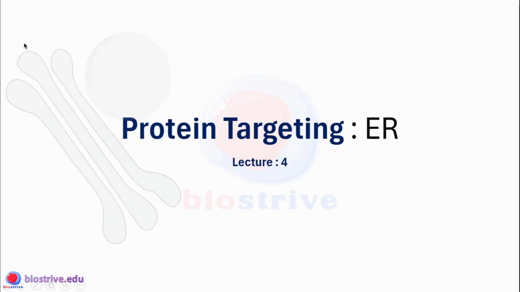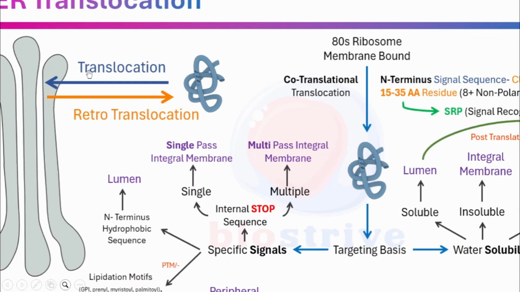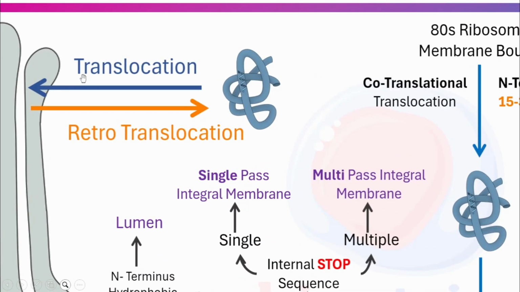We are starting with protein targeting to endoplasmic reticulum. When protein enters ER, it is called translocation. When protein leaves ER, it is called retrotranslocation or dissociation. This process of translocation can be co-translational or post-translational. If it is co-translational, it has to be membrane bound.